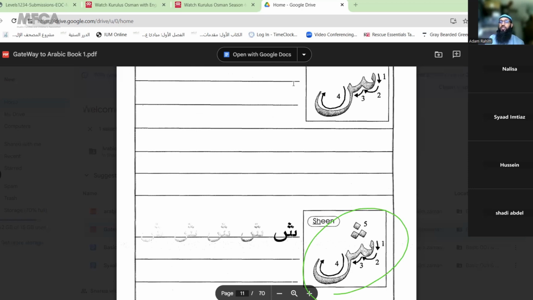And this letter is Sheen. Like you're telling someone to be quiet, Sheen. Also a flat sound. So sha, she, shu. And the other one, Seen without the dots, sa, si, su. So the name of the letter is Sheen, and this is the way that it is written, and it is a flat sound.